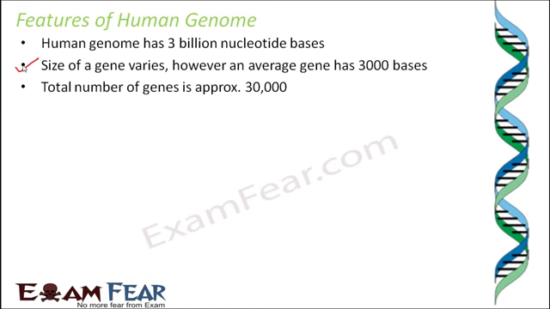Total number of genes is approximately 30,000. So that is again a big number. So this is the total number of genes which is present in a genome.